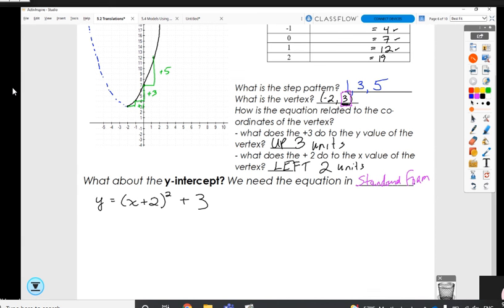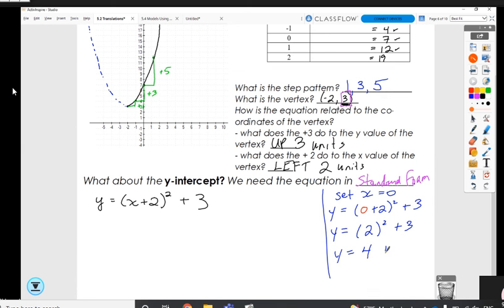What you can do is plug in x equals 0 and solve for the y-intercept. Set x equal to 0. You could do this for sure. Y equals, instead of x, we're going to say 0 plus 2 squared plus 3. Y equals 2 squared plus 3, which is 4 plus 3, which is 7. Setting x to 0 in any function, linear or quadratic, will certainly give you the y-intercept.